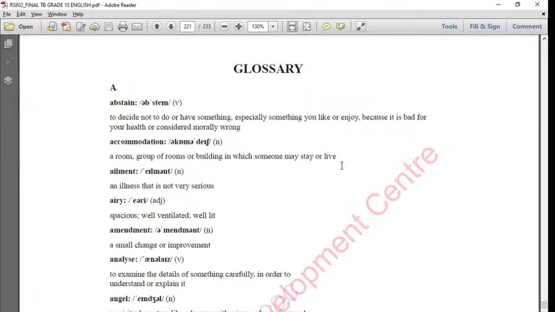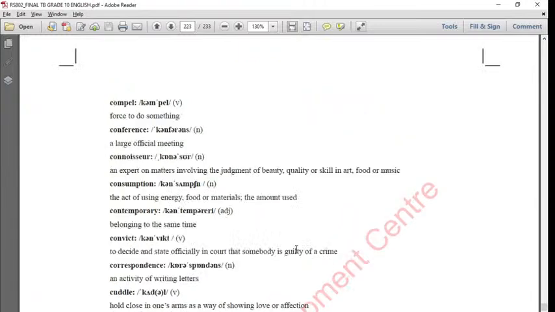Cocktail, coffin, coincidence, colleague, commemorate, so to remember officially and give respect to a great person or event, especially by a public ceremony or by making a statue or special building. Commercially, and then compel, conference, connoisseur, an expert on matters involving the judgment of beauty, quality, or skill in art, food, or music.